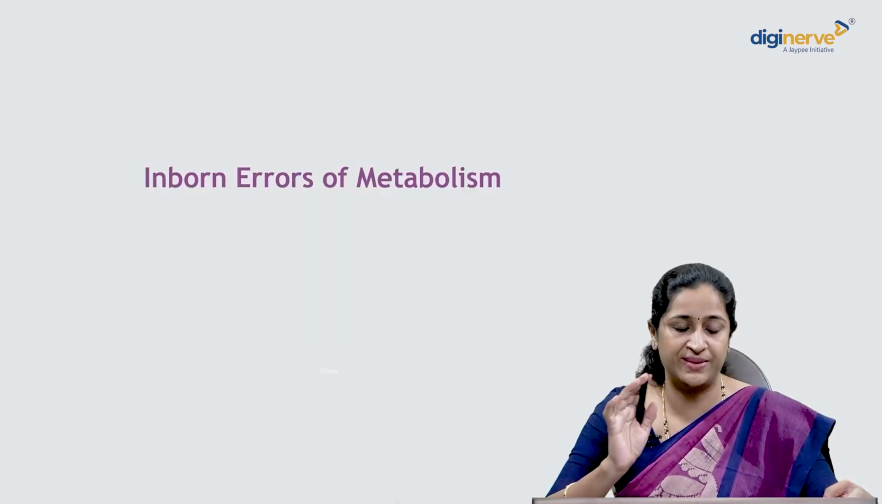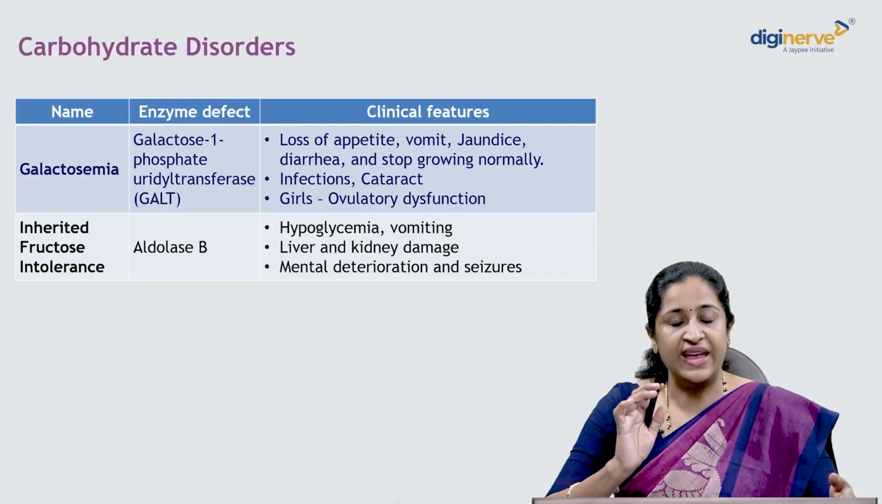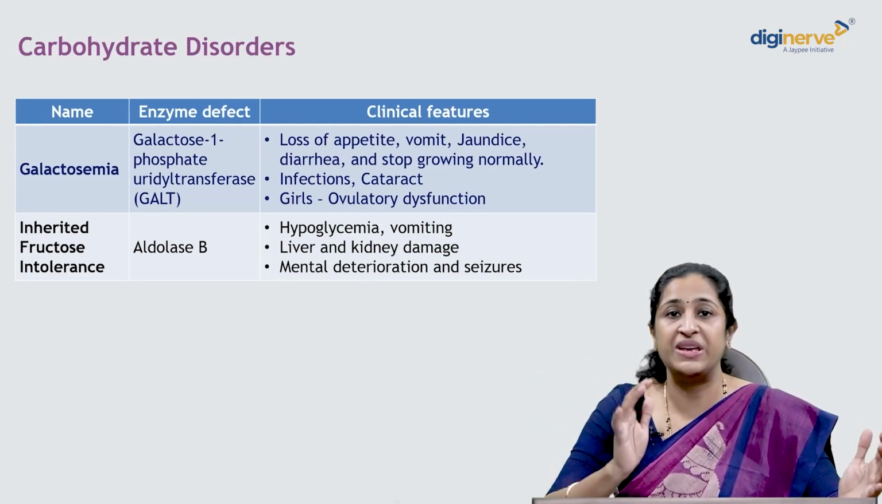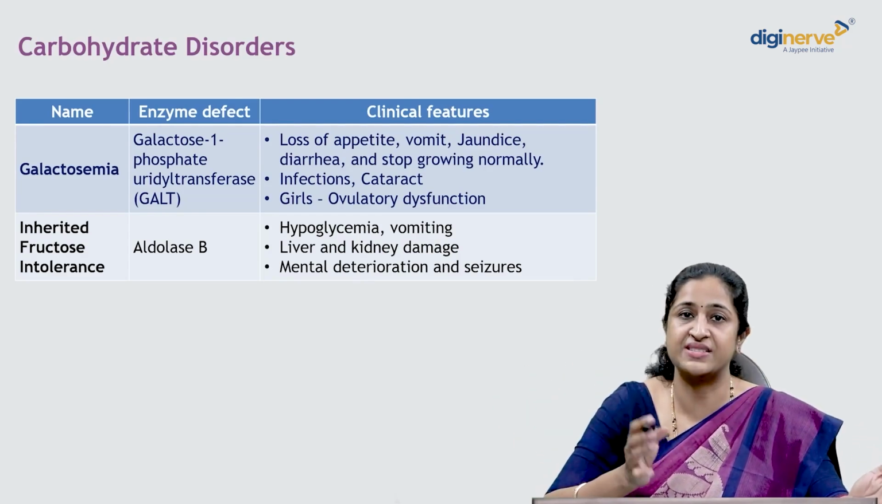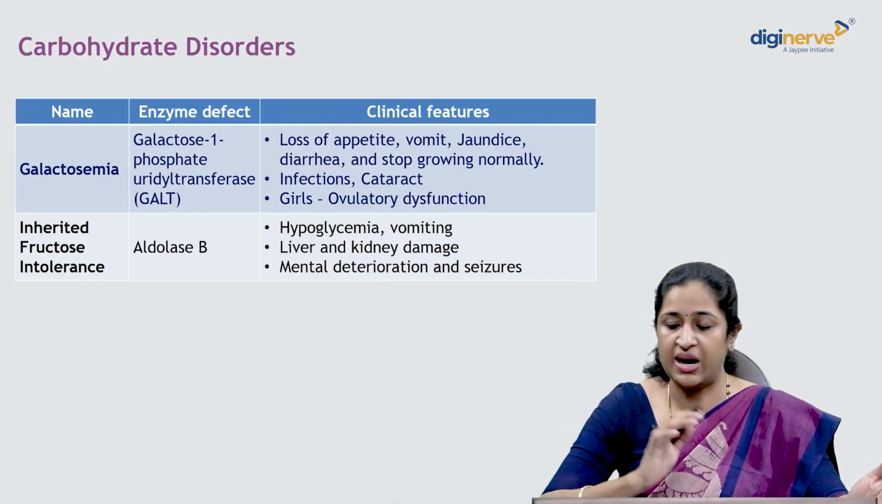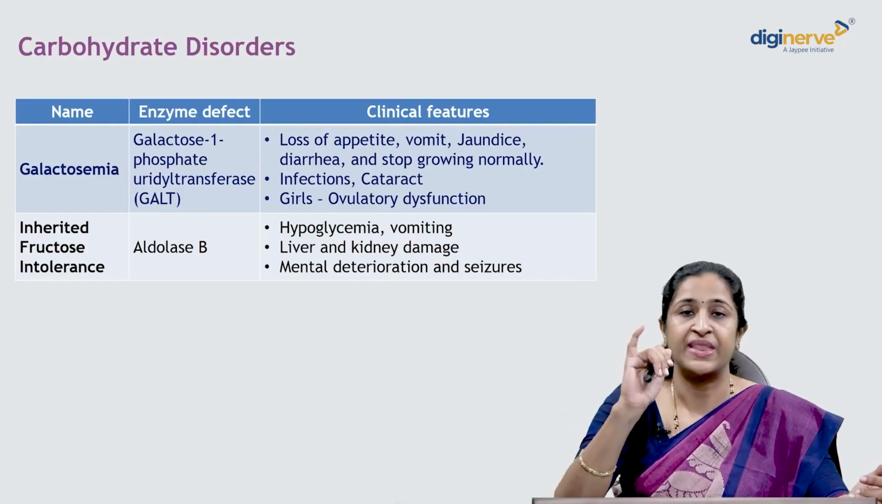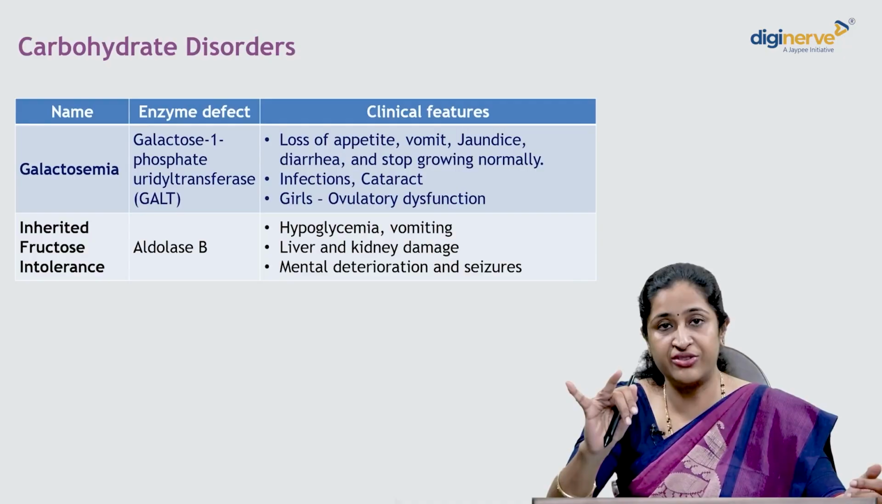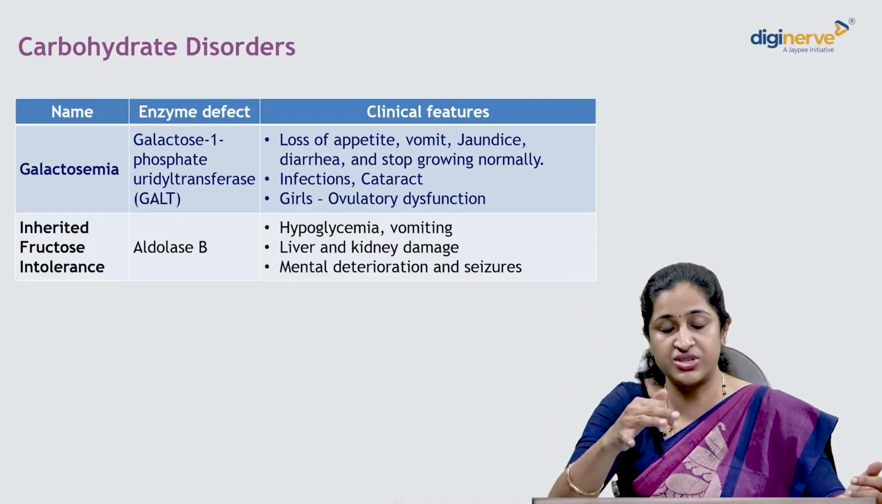Let's move on to IEMs. IEMs essentially will have 3 or 4 major categories. The first category is the carbohydrate defects. Carbohydrate defects are essentially galactosemia, inherited fructose intolerance, and glycogen storage diseases.